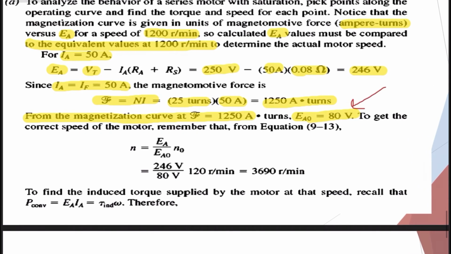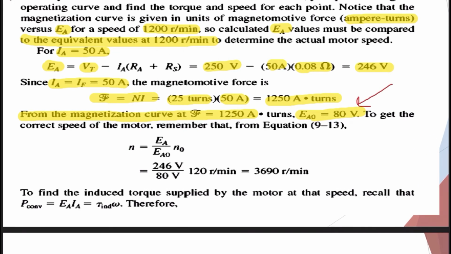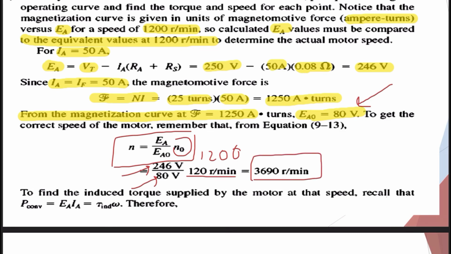Now we have to write this formula. We already used this formula for the shunt motor also. The new speed N equals EA over EA0 multiplied by N0. We have EA, which we calculated here, 246, and EA0 from the curve, 80 volt, and N0 from the question, the speed 1200 revolution per minute. So the answer here is 3690 revolution per minute.